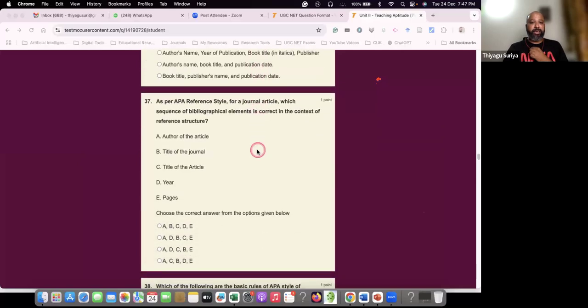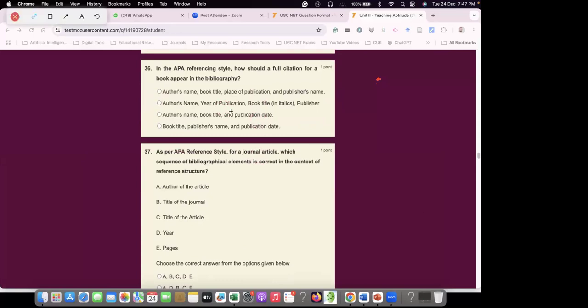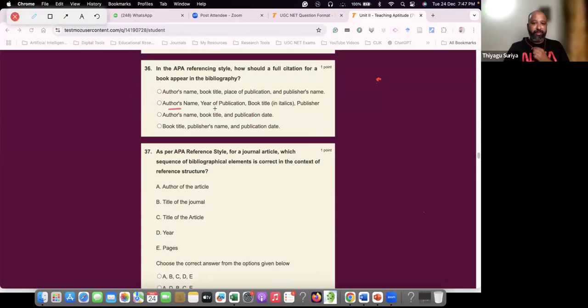Right, now the last question. In the APA reference style, how will the full citation of a book look? I'm talking about book citations. Second one: author name, year of publication, book title in italics, and publisher. Very good. The answer B is correct.